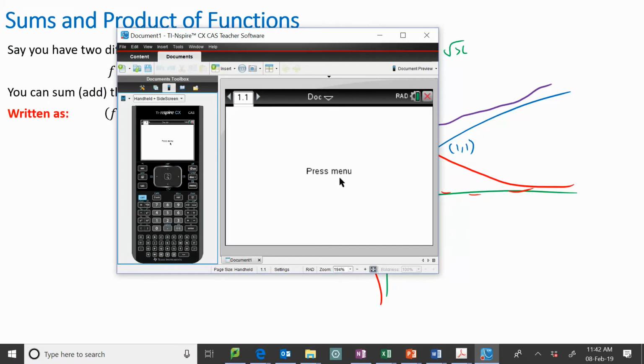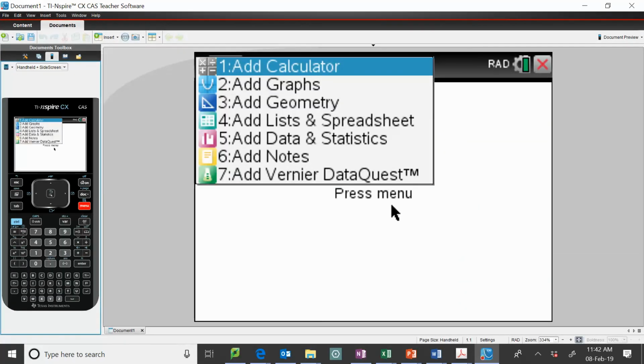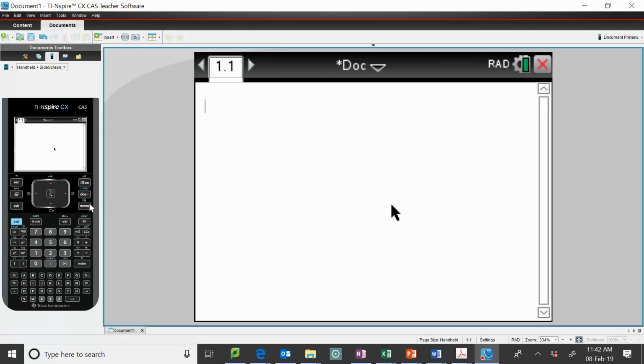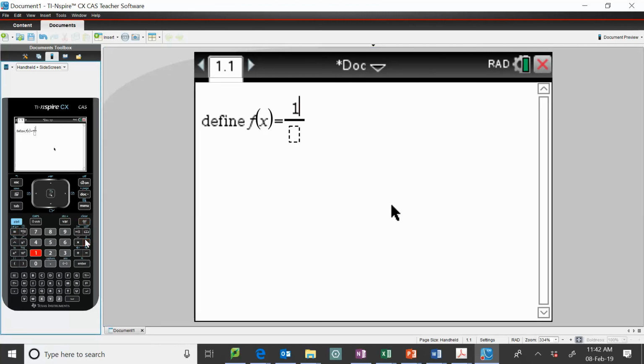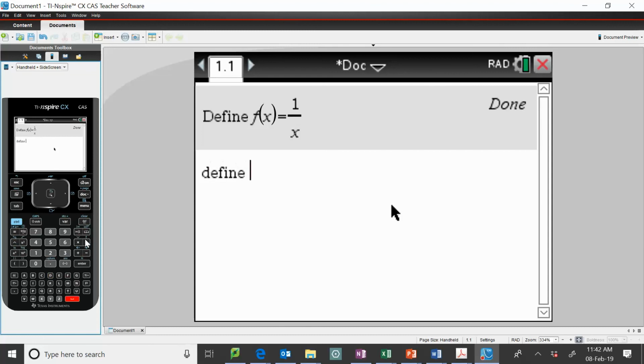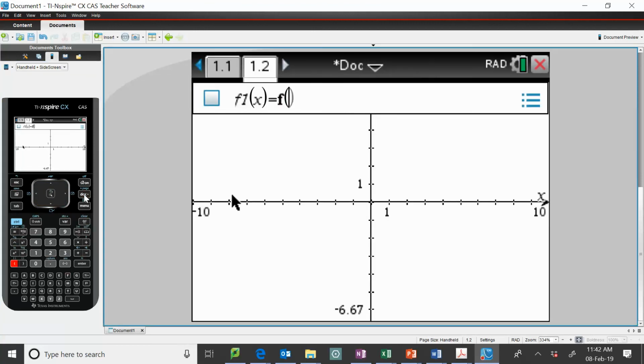All right, here we go. Menu, define f of x equals 1 on x. For those who didn't use this last year, get in the habit of defining your equations because it makes it easier to do, like when you're solving for applications. So we go. I'm going to sketch the graph, add graphs. Here we go, f of x.